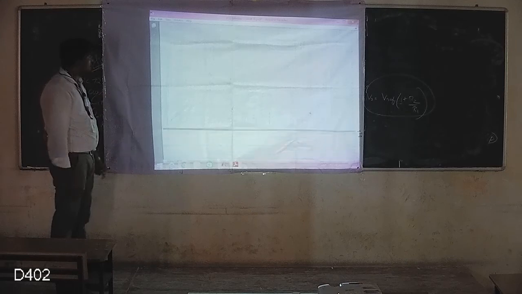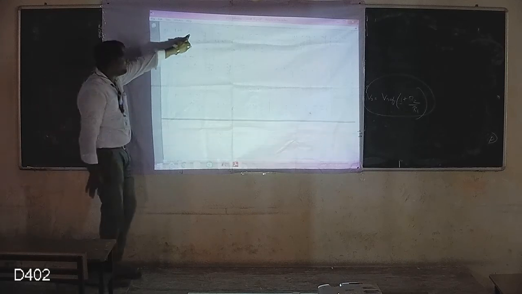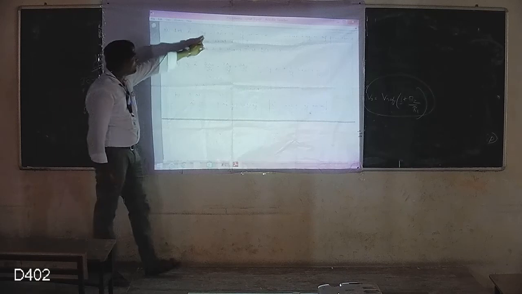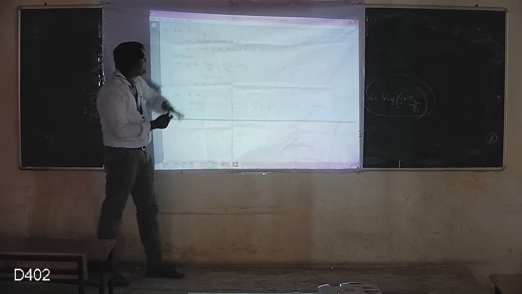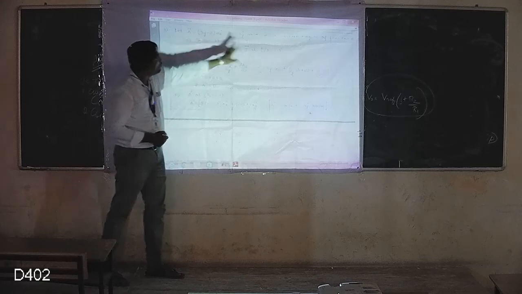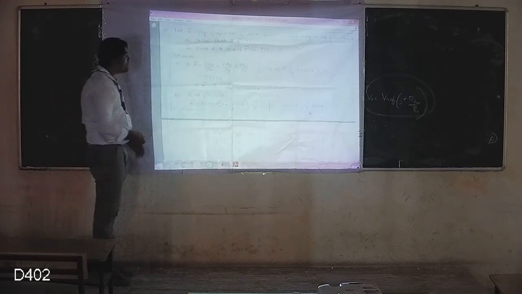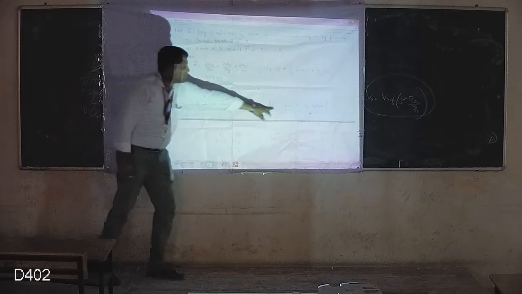Next thing is A vector. A vector is already given. I have to substitute the given values: y is equal to -1, z is equal to 3, x is equal to 2. If I do those substitutions, I will get A vector equal to this answer.